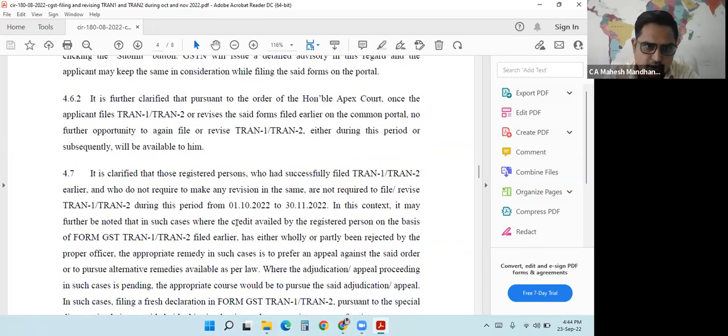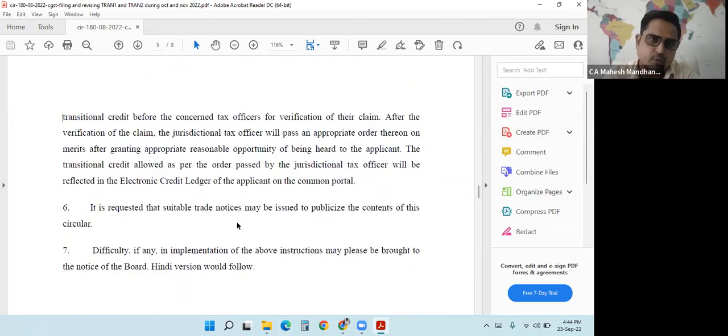And it is also reiterated in the circular that this is the last opportunity to file Tran 1 or Tran 2. In other words, this is the last opportunity to claim the transitional credit, if not already claimed, or to revise the transitional credit already claimed. After this particular opportunity, no further opportunity will be made available.